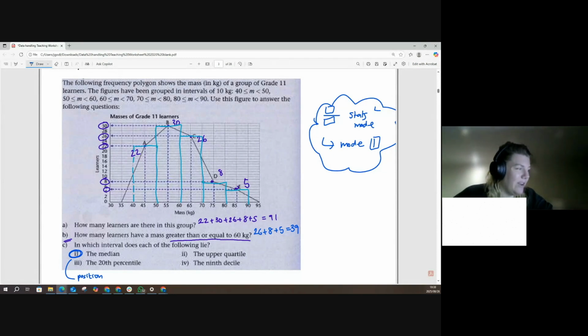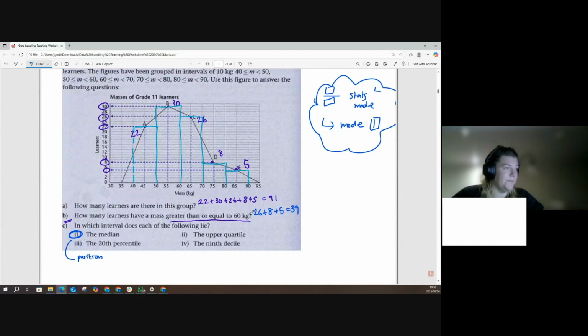Okay, let's have a look. To find the position of our median, we take our total number, so that's 91, plus 1 divided by 2. That gives us 92 divided by 2, which gives us 46. So we're looking for position 46.